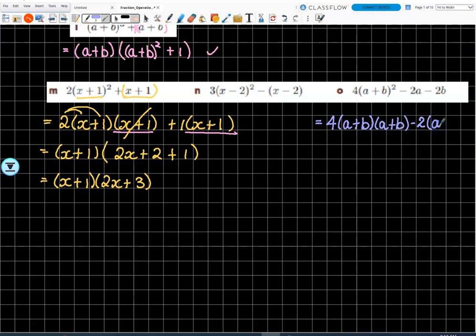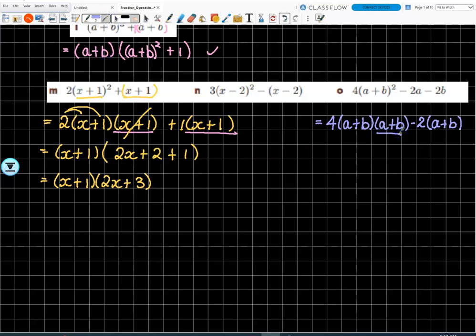What's a negative times what gives me another negative? Positive. And lo and behold, so double check, minus 2 times a is minus 2a, negative times a positive is a negative, minus 2 times b is minus 2b. We're good here. And what's even better, what do we see? Common factor of a plus b.